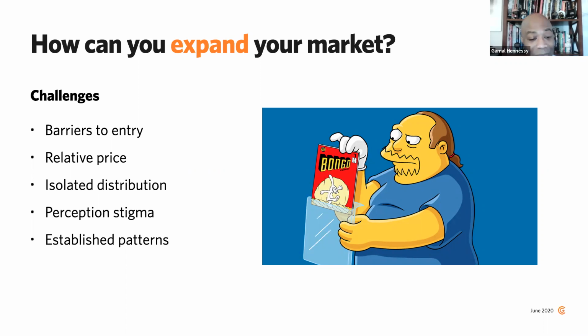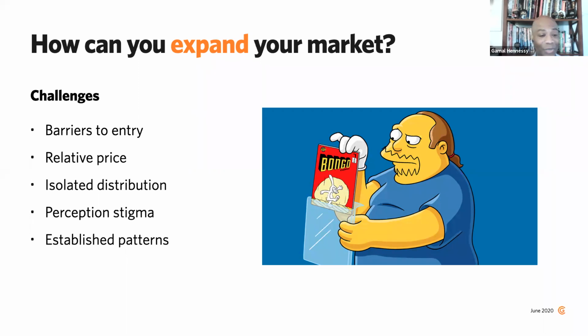Perception stigma is a problem that comics have had since the 1950s and books like Seduction of the Innocent. Comics are still seen in some circles as a substandard form of entertainment, in spite of the fact that comic book related content is insanely popular as films, television, video games, and even theater.